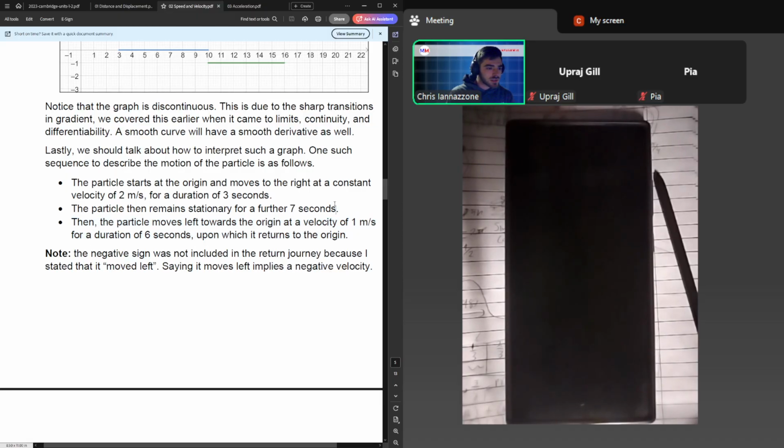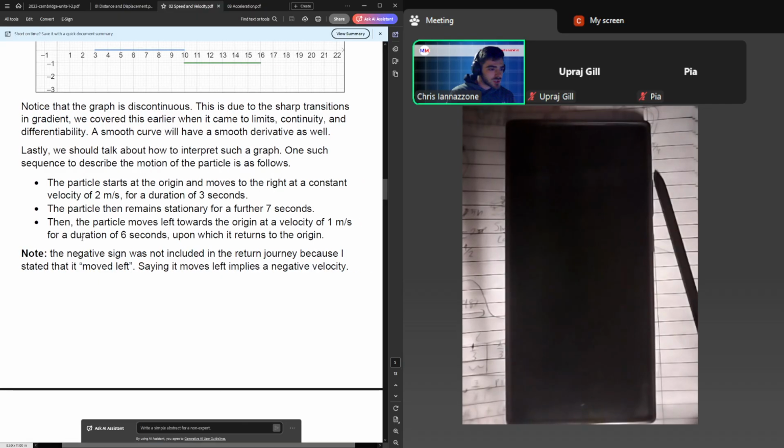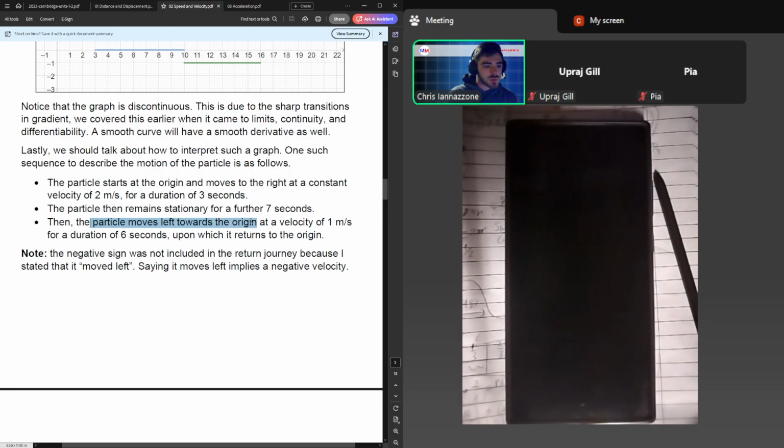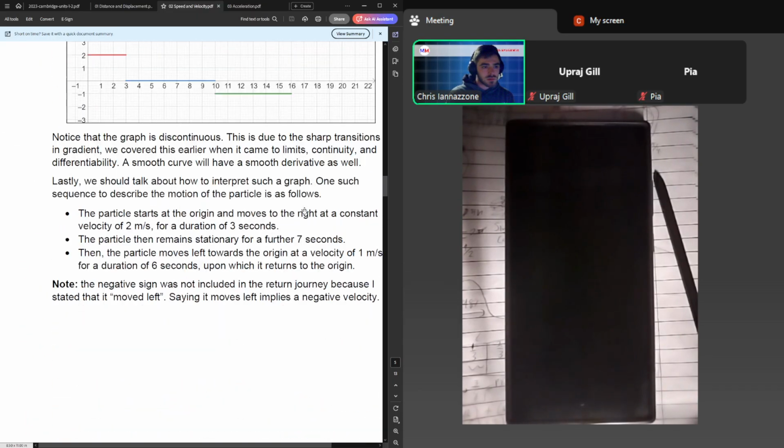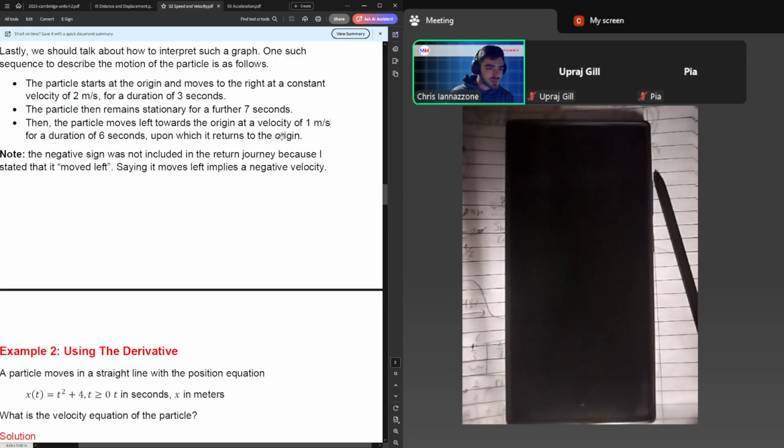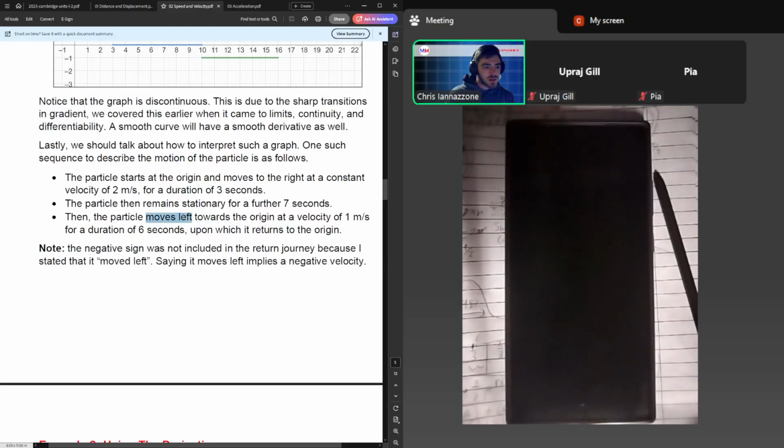Probably worth pointing this one out here. There's a couple of ways you could say this last dot point. I say the particle then moves left towards the origin at a velocity of 1 meter per second. Now, you might look at this and think, hang on a minute, velocity 1 meter per second, shouldn't that be a negative? I don't have to put a negative there because I said it's moving left. If I said it was moving left and then put a negative, I would technically be saying it's moving right. It's like having a double negative in your sentence. The two negatives would cancel, and then suddenly you're saying it's moving right, which is technically incorrect.